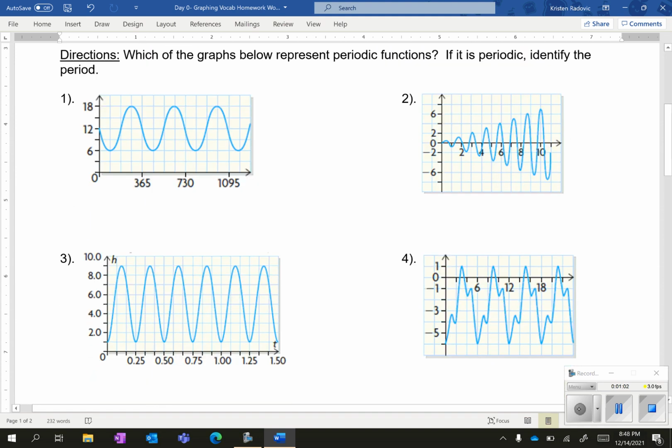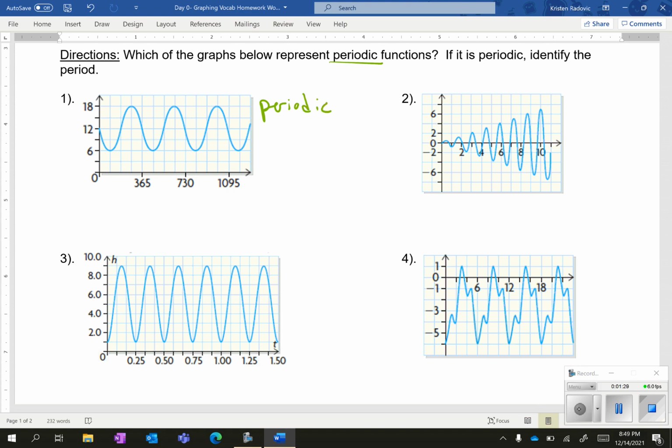graphs, we're going to look to see which ones are periodic functions. In other words, which graphs repeat over and over again. So of the graphs that repeat, I would say graph 1 repeats. It has a very similar pattern. So I would say 1 is periodic.